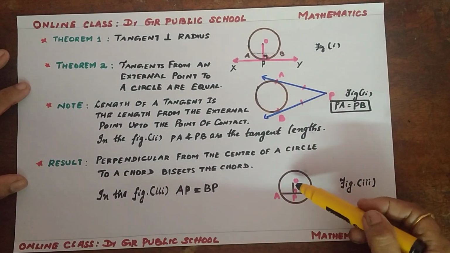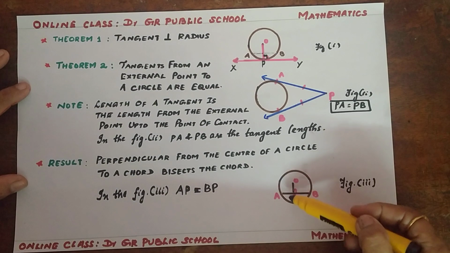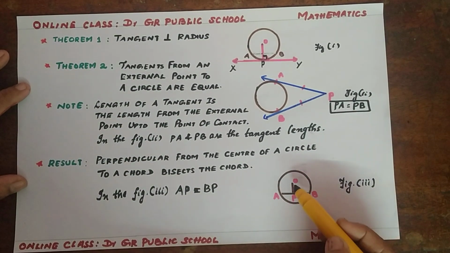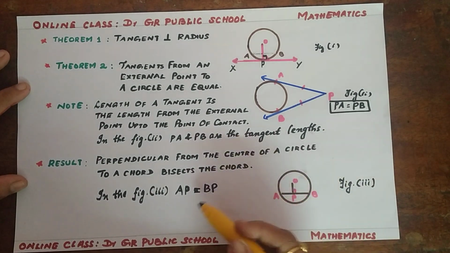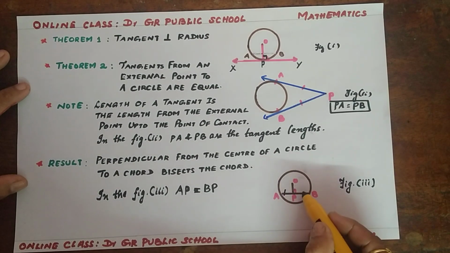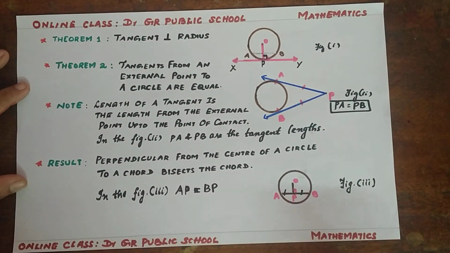The perpendicular from the center of a circle to a chord. Consider a chord AB here. Then if I draw a perpendicular from the center to this chord, it bisects the chord. What do you mean by bisecting? It divides the chord into two equal parts. So you can say that AP equals PB. So these are the very important results.